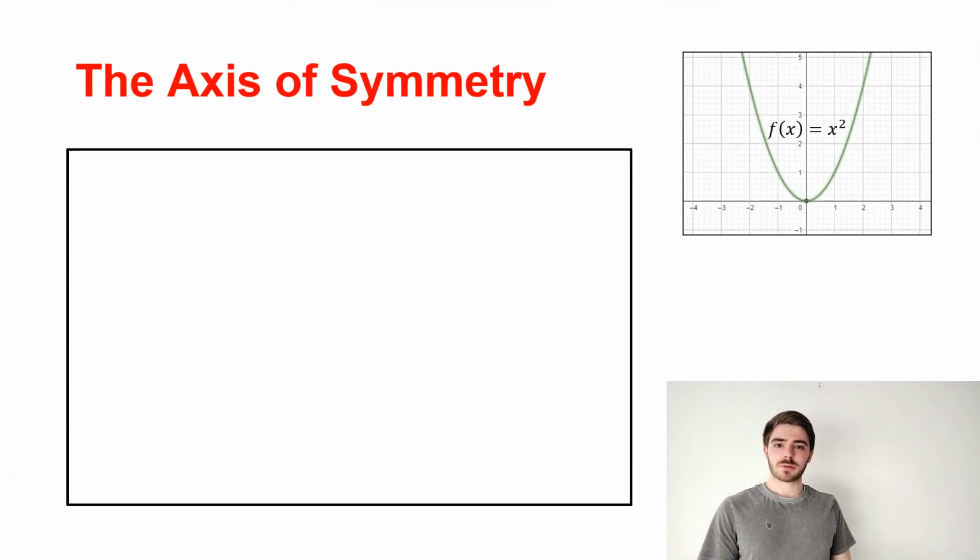You'll notice that every quadratic we've seen so far is symmetrical about its turning point. This is also referred to as the axis of symmetry of the quadratic. You can find the axis of symmetry with the following equation.